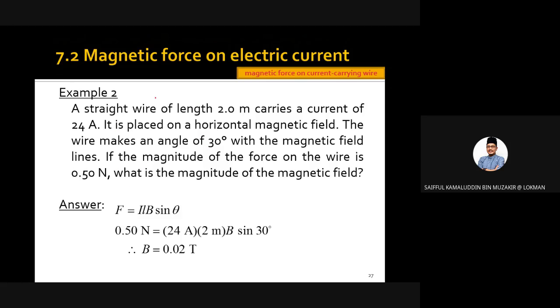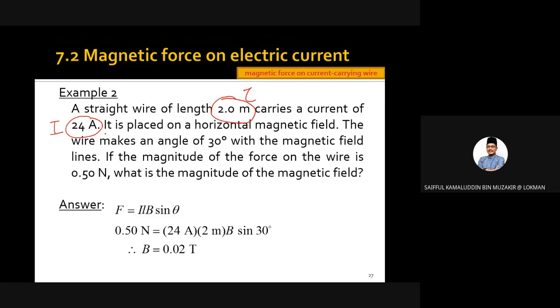Now, example 2. A straight wire of length 2 meter. Nampak? L dah bagi. Carries a current of 24 ampere. This is the current. This is I. It is placed on a horizontal magnetic field. Okay. The wire makes an angle of 30 degrees with the magnetic field.